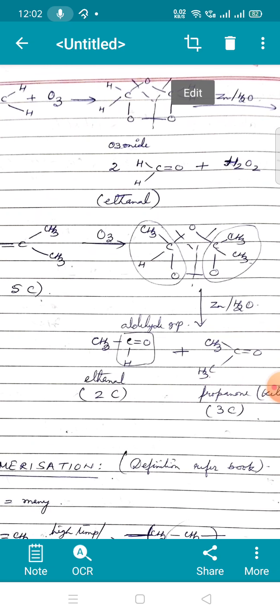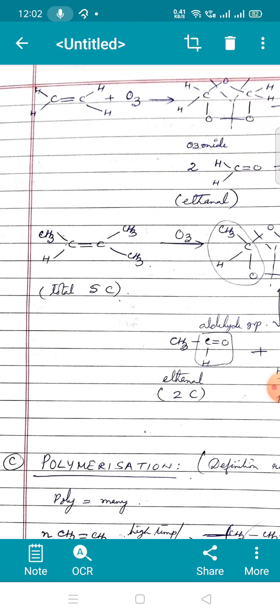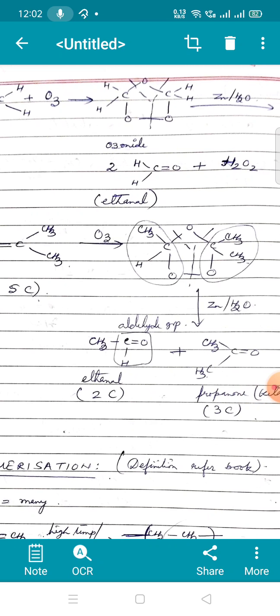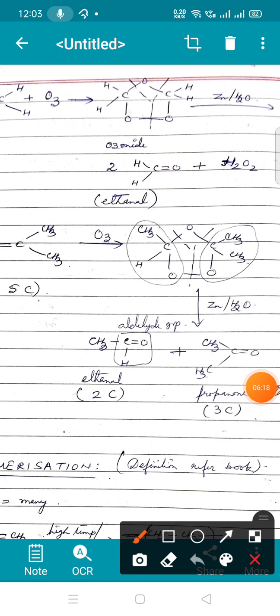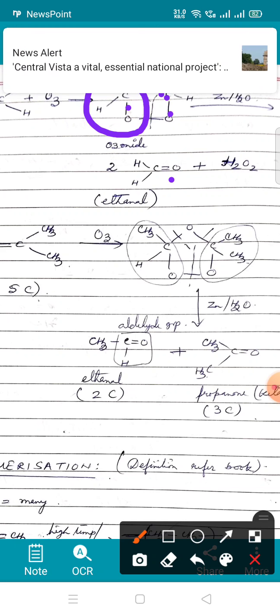This is called ozonide. Now this ozonide, when you treat with zinc and water, it breaks in the form of alphabet Y, and what we get here, since the alkene was symmetrical, we get 2 molecules of the same compound. You can see here H, C double bond O. These two bonds join together forming a double bond. This side also H, C double bond O. So 2 molecules of the same compound we get.